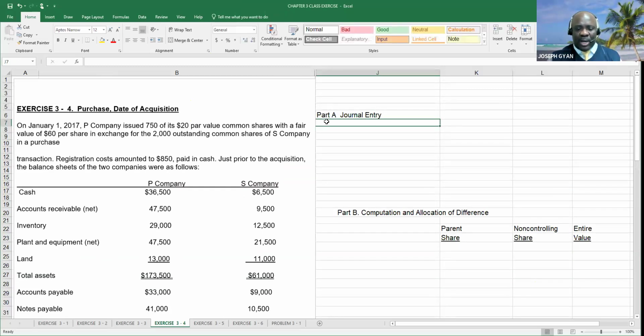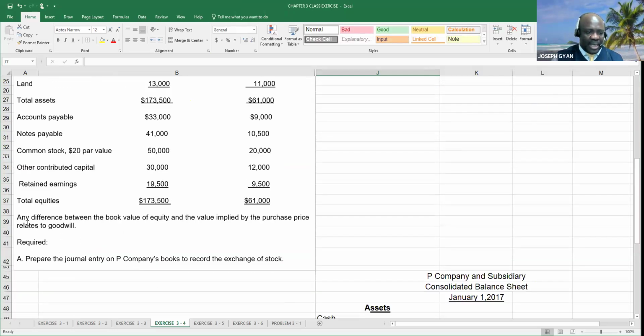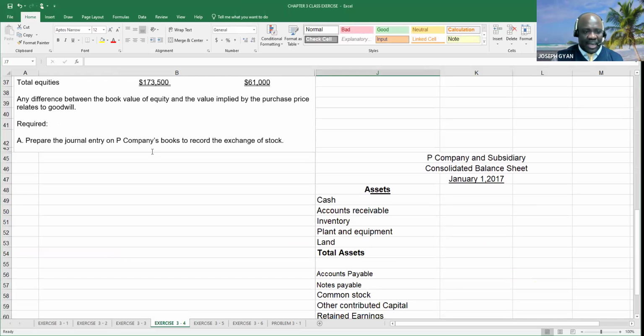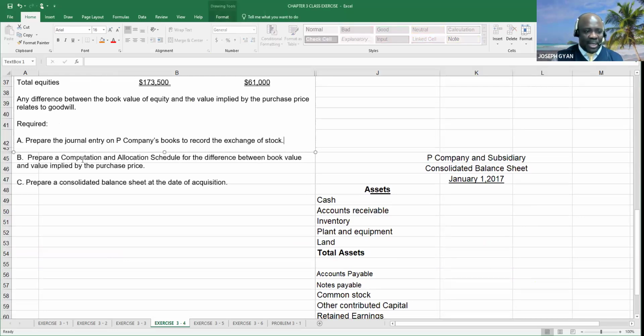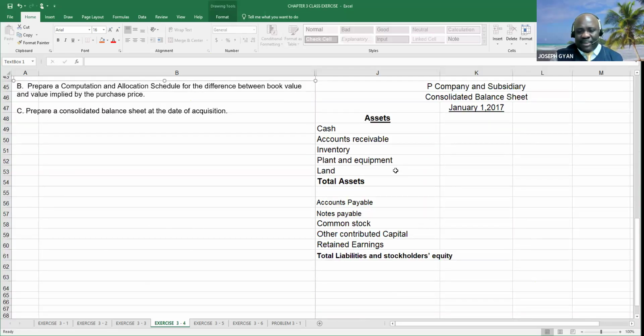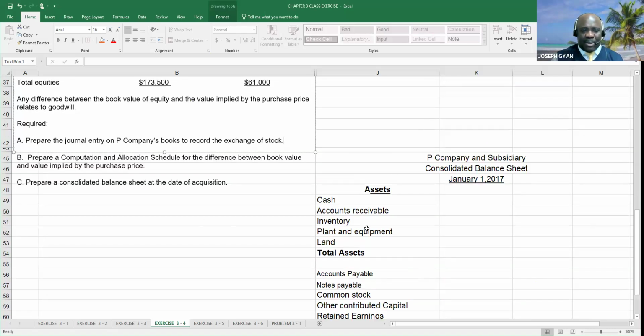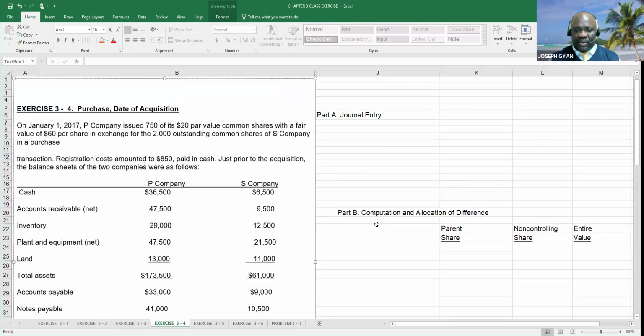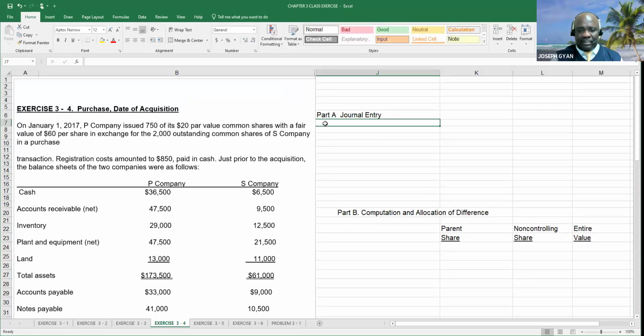So, one, you have to record the acquisition. A says record the acquisition and prepare the journal entry of the P company. And I think B says prepare the acquisition computation here. They ask, so we can do it, but normally in the test you don't need to do it. Then prepare the consolidated account. So let's do the journal entry of our investment.